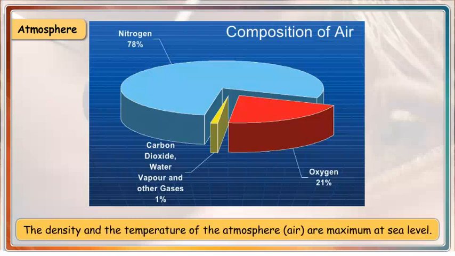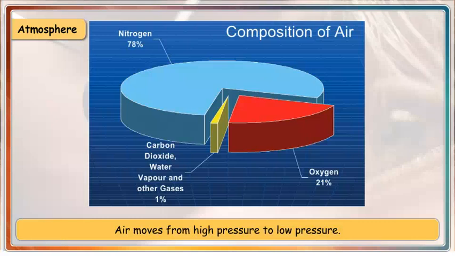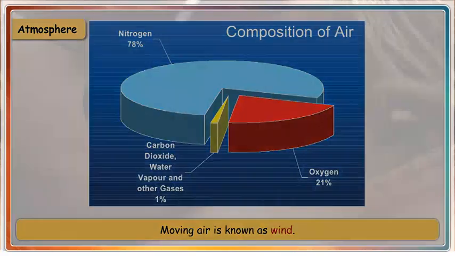The density and the temperature of the atmosphere, that is air, are maximum at sea level. Air moves from high pressure to low pressure. Moving air is known as wind.